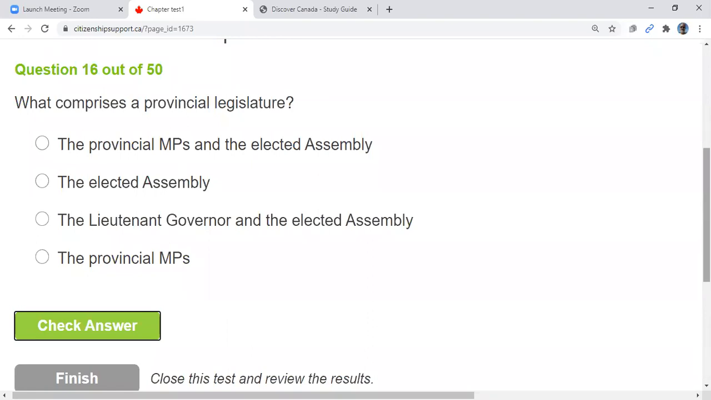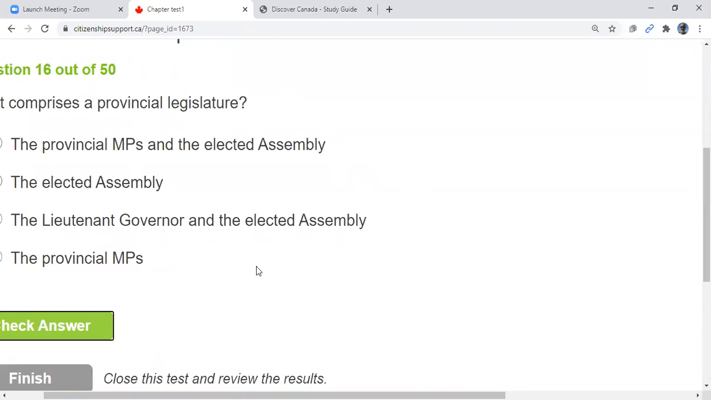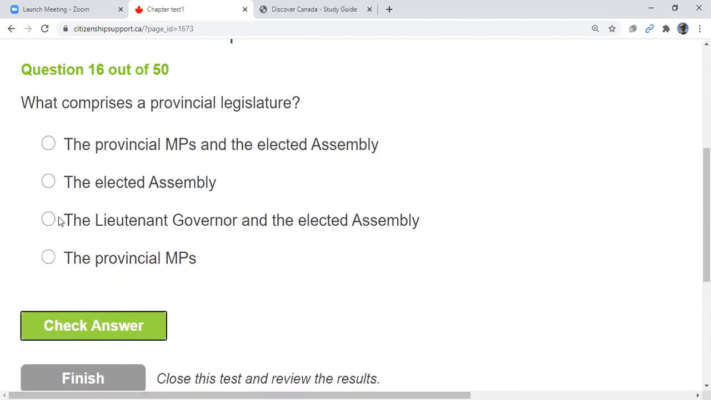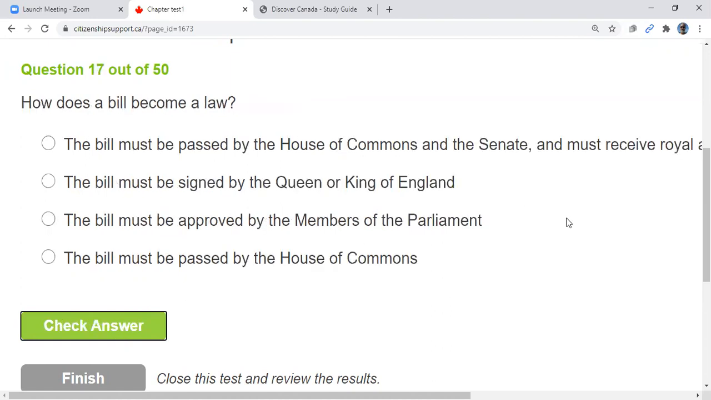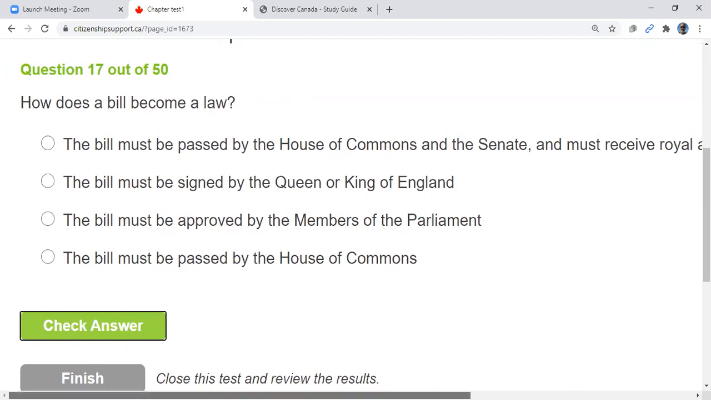Number 3, Brian. Yes. Oh, sorry. Nice. Very good. Lieutenant governor and elected assembly. That's what's in a provincial legislature. Very good. And then I think Zaniba, this is back to you now, I think. Back to me. Okay.